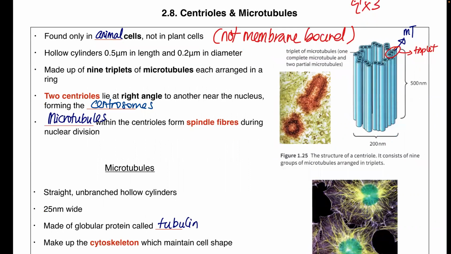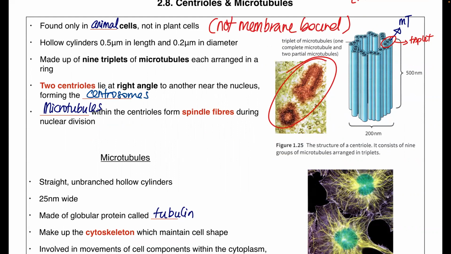Two of them lie at a right angle, near the nucleus. They are mainly involved in cell division. The microtubules within the centrioles form spindle fibers during nuclear division. Just FYI, what is a spindle fiber? Anyone?